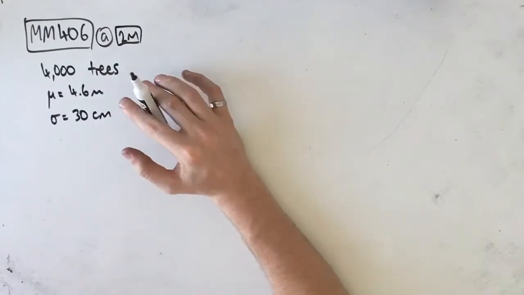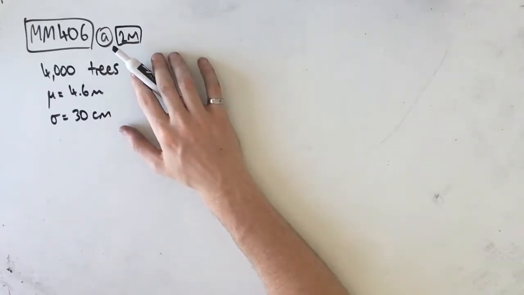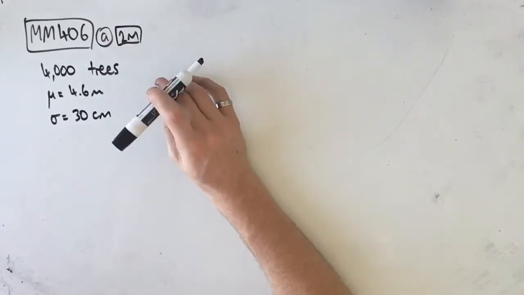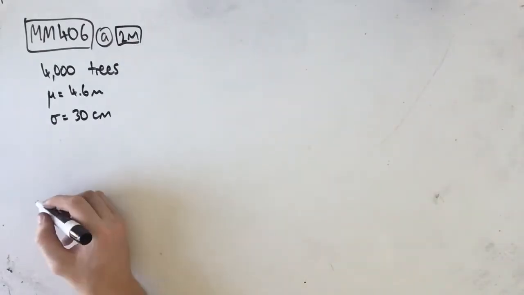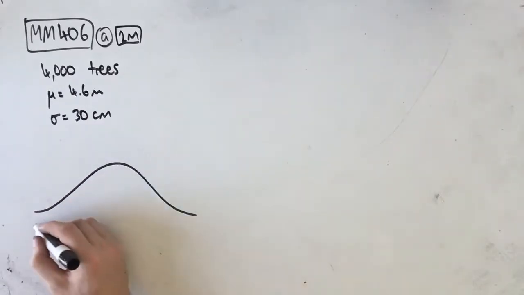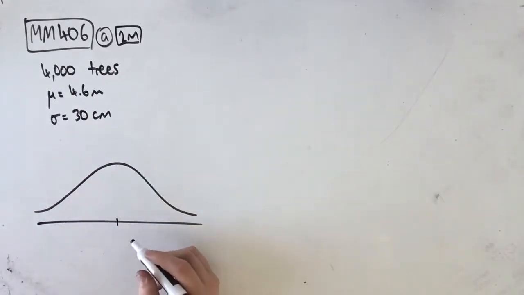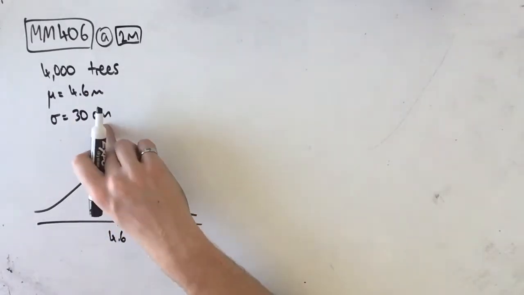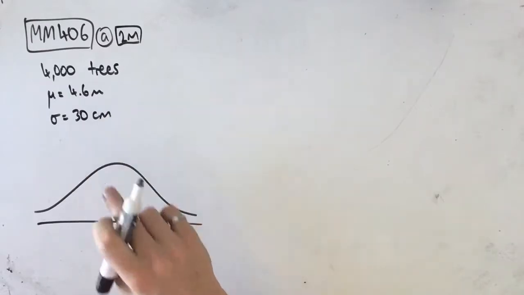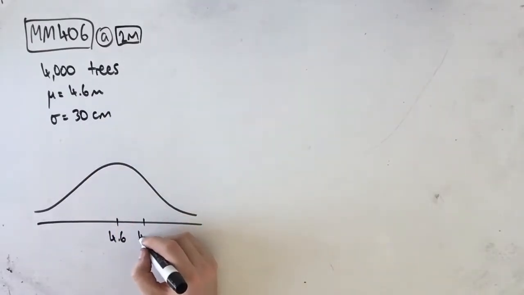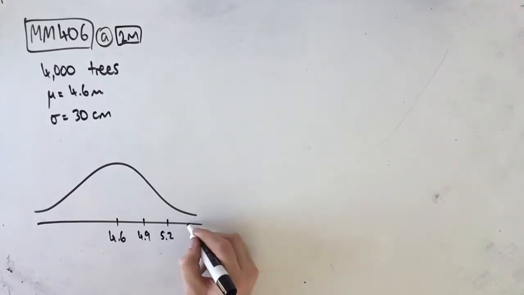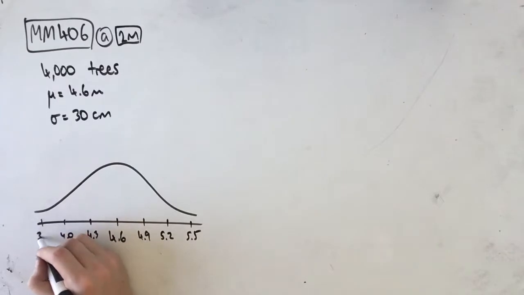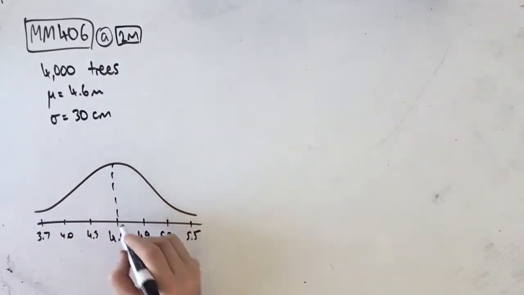Alright, awesome. So the first thing to recognize is we're obviously dealing with normal distribution. It tells us that the variable is normally distributed, so we need to treat that as such. So I like to draw a little normal distribution graph because it helps me keep track of what's happening. We know that the mean is 4.6. We know that the standard deviation is 30 centimeters, which is the same as 0.3 meters, right? So we have 4.9, 5.2, 5.5, 4.3, 4.0 and 3.7. Awesome, so our mean is 4.6.